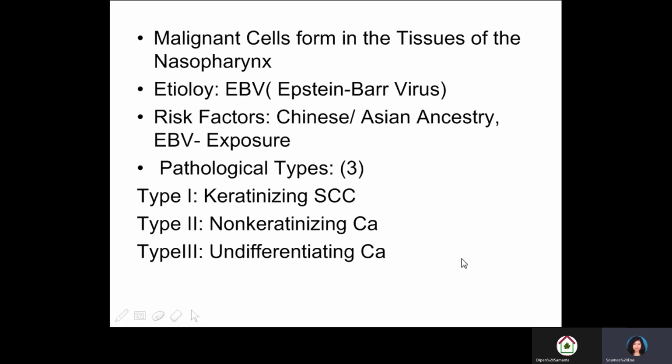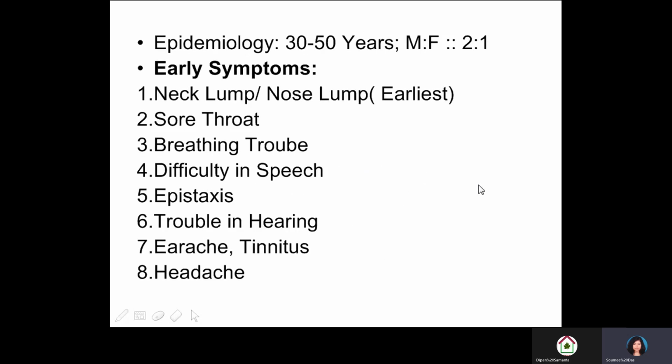In the questions, it often comes like, which of the following is not a type of NPC? They would give all these three, keratinizing squamous cell carcinoma, non-keratinizing carcinoma, undifferentiated carcinoma, and columnar carcinoma or adenocarcinoma. So we will have to exclude the one which is not among these three. We will have to be very careful while answering the questions.